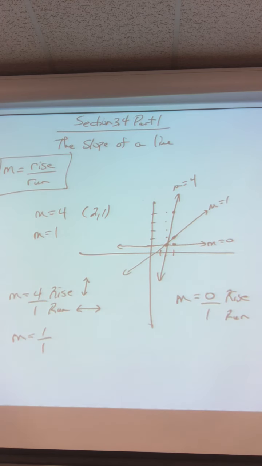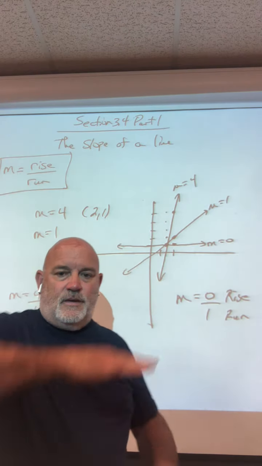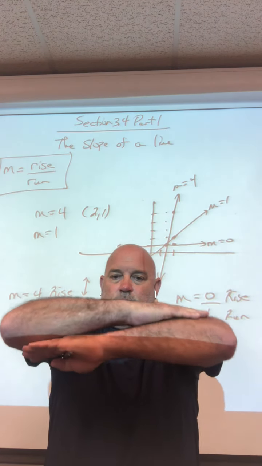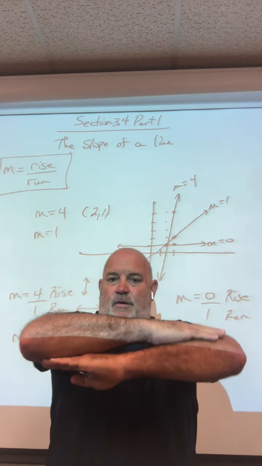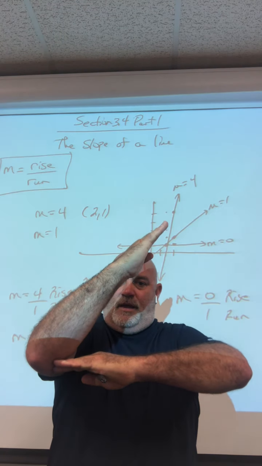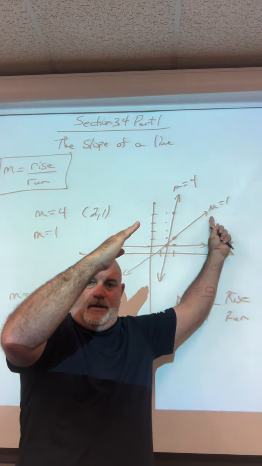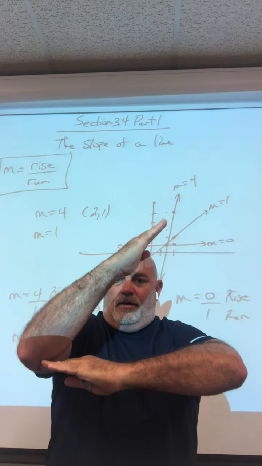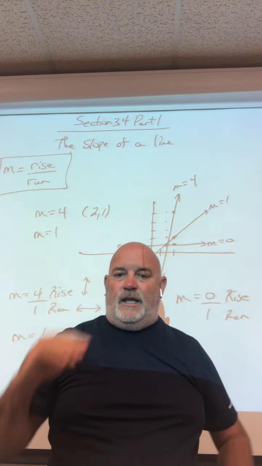So here's what you've got. You've got a 0 slope. This is a horizontal line, 0 slope. So slope 1 is halfway. That's this one right there. It's right there. Slope 4 is really steep.